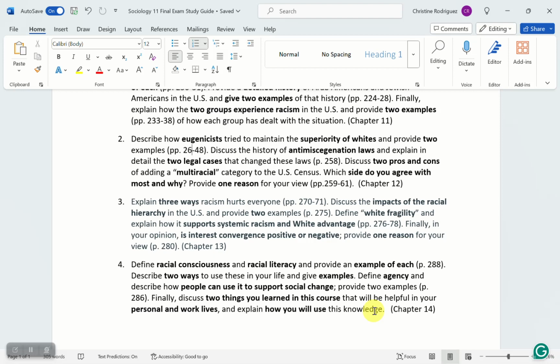That is it. Same thing as always, if you make an outline and you make sure to actually look at the pages that I've referenced for you, you should be able to do pretty well.